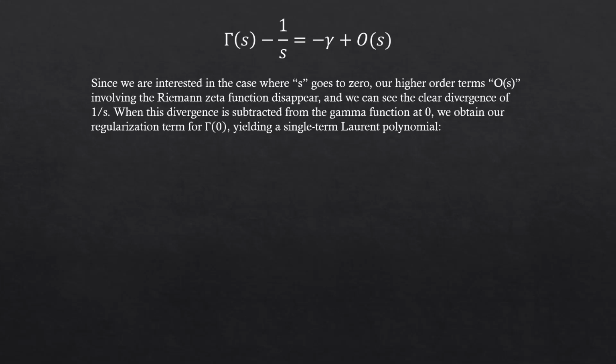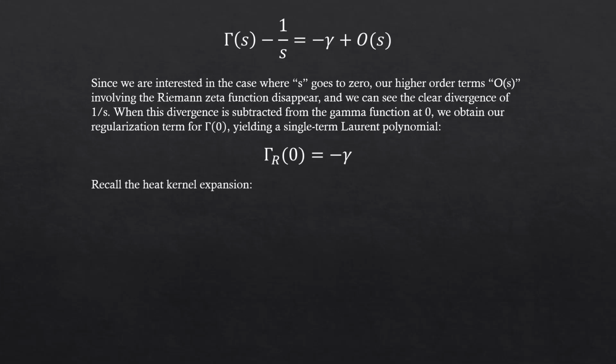But when this divergence itself is subtracted from the gamma function, we obtain our regularization term for gamma of 0, yielding a single term Laurent polynomial. And that is just the negative Euler-Mascheroni constant.